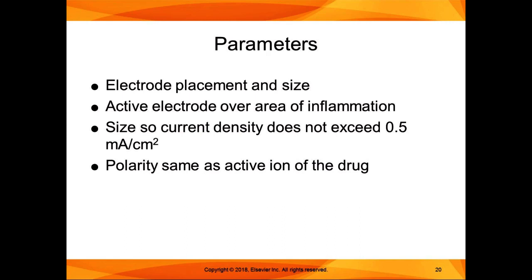So the parameters are the electrode placement and size. The active electrode is going to be over the area of inflammation. Dexamethasone has a negative charge, so we're going to put it on the negative electrode, and that will be over the area of inflammation. The electrode size is such that the current density does not exceed 0.5 milliamps per centimeter squared. And the polarity is the same as the active ion on the drug. So dexamethasone is negative, we put it on the negative electrode.